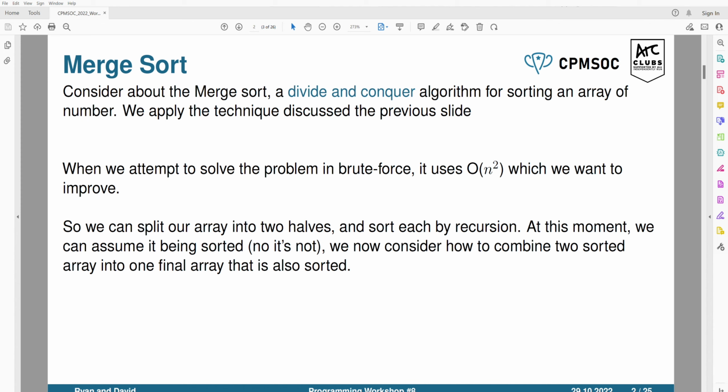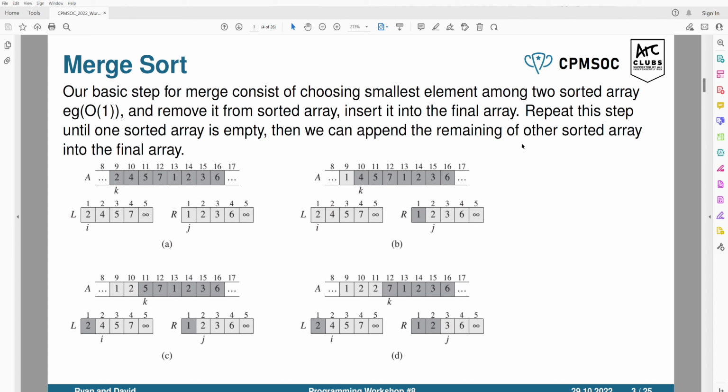So I propose that we split the array into two halves, and then call ourselves, using recursion to sort each half. By the power of recursion, we can assume that both subarrays are sorted, which they haven't been yet, but we can assume that. Then we consider how to combine two sorted arrays into one final sorted array. To do so, it's actually very simple.